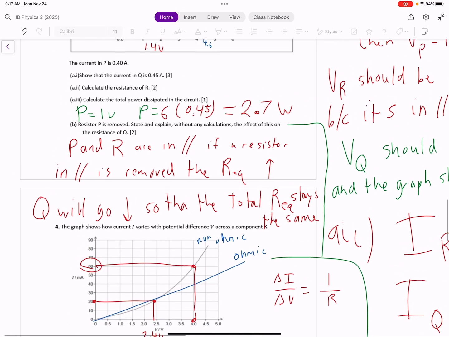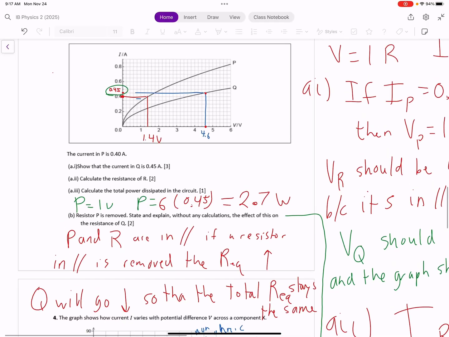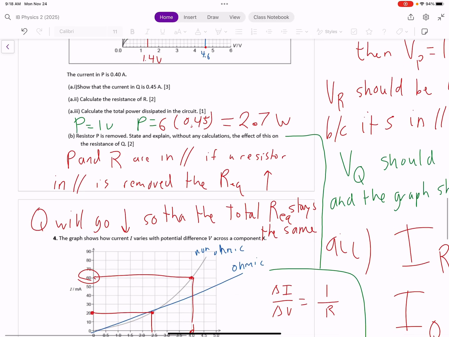Next question. Calculate the power dissipated in the circuit. Okay, so this is P equals IV. We know that the voltage is 6 and the current is 0.45. This is the total current, and this is the total voltage, so 2.7 watts. This one is pretty easy, 1 point.